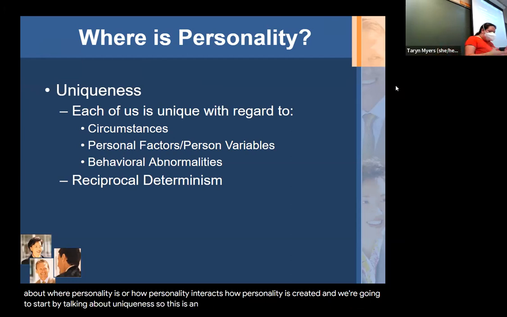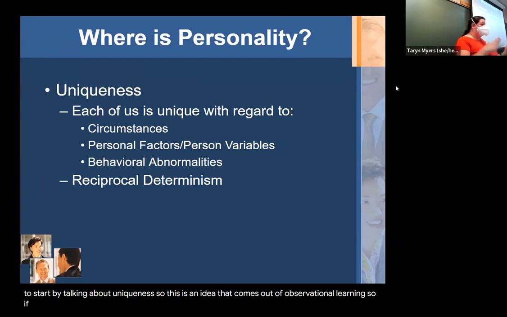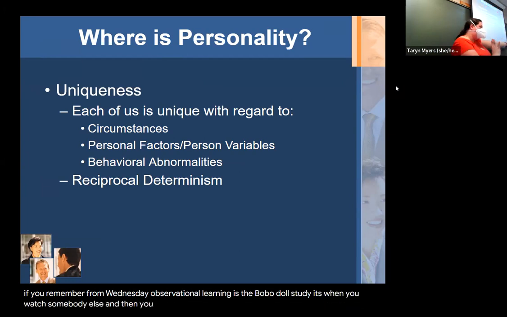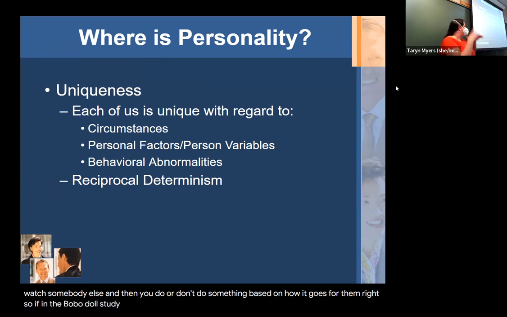So this is an idea that comes out of observational learning. If you remember from Wednesday, observational learning is the Bobo doll study. It's when you watch somebody else and then you do or don't do something based on how it goes for them, right? So if in the Bobo doll study, the adults had been punished for beating up the Bobo doll, the kids probably wouldn't have replicated the behaviors.